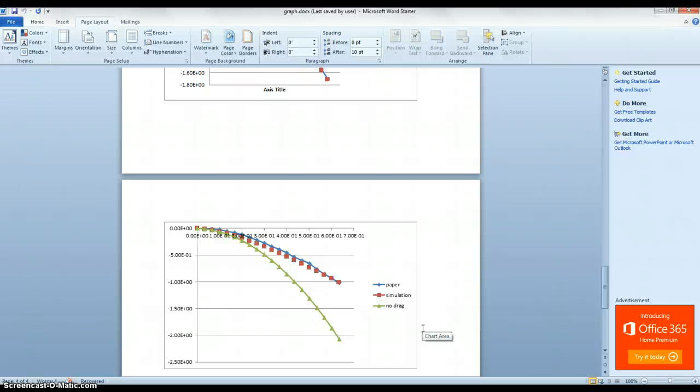And then for the paper, you can see this one wasn't quite as good, but it was still fairly accurate. The blue is the paper and the red is the simulation. So this one was also a pretty decent representation.